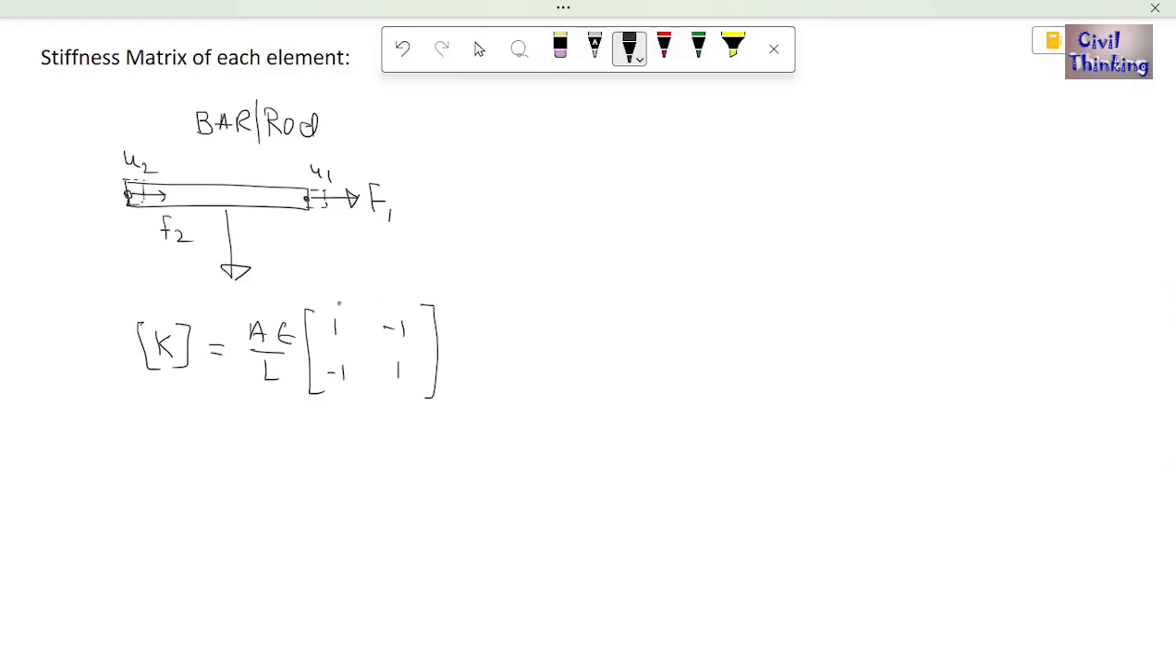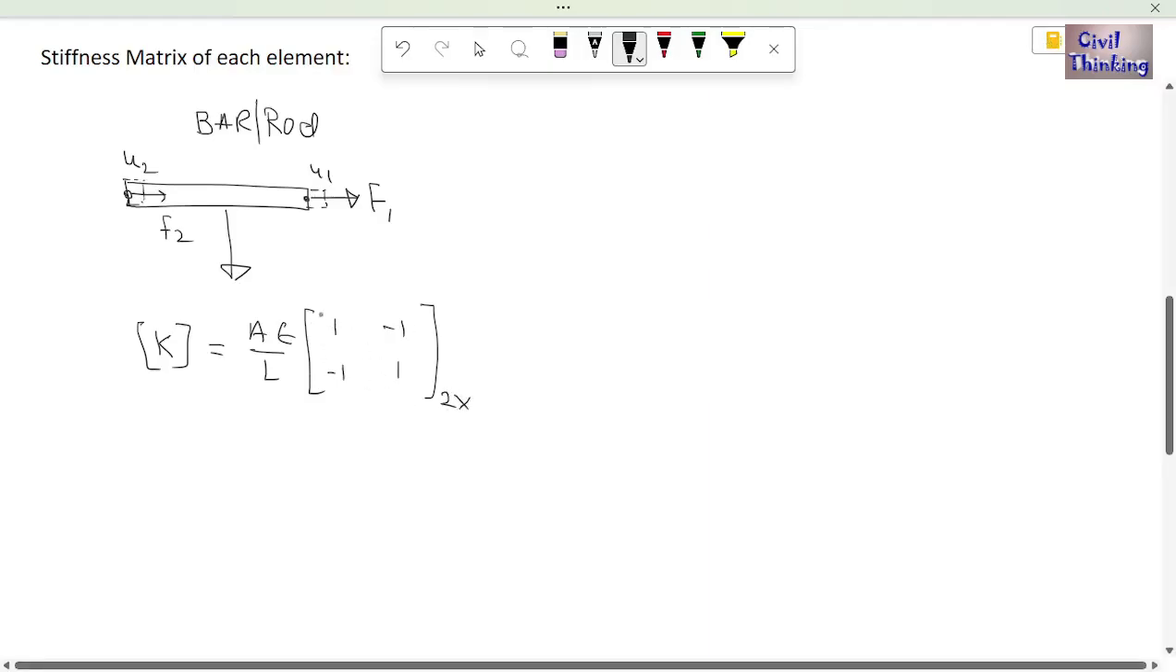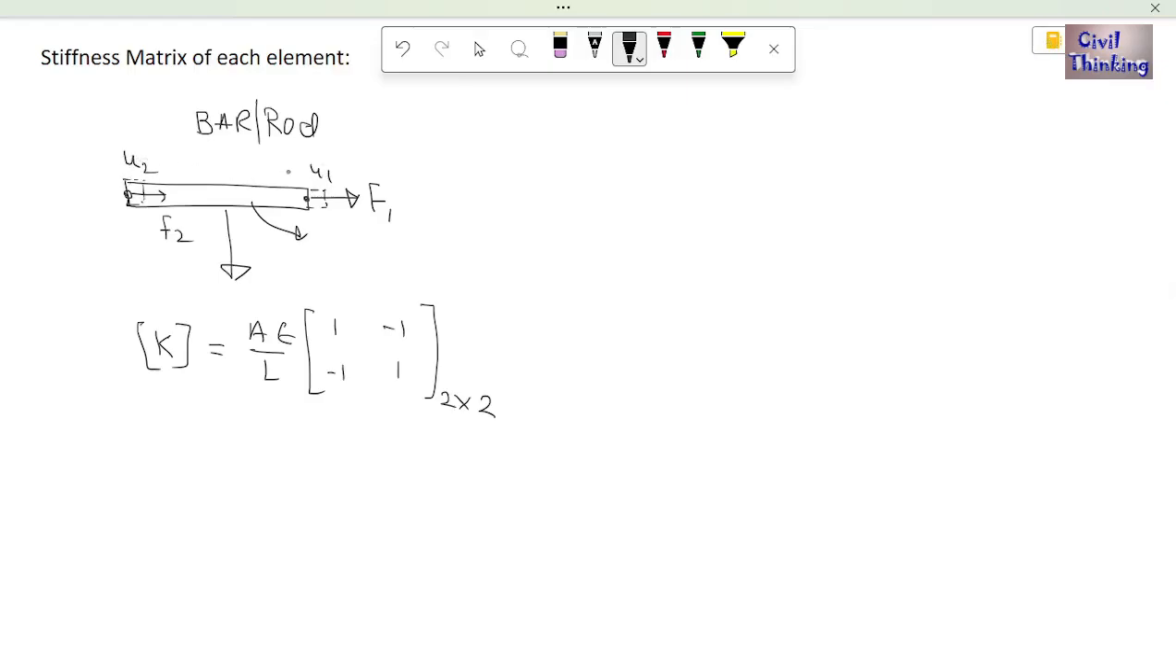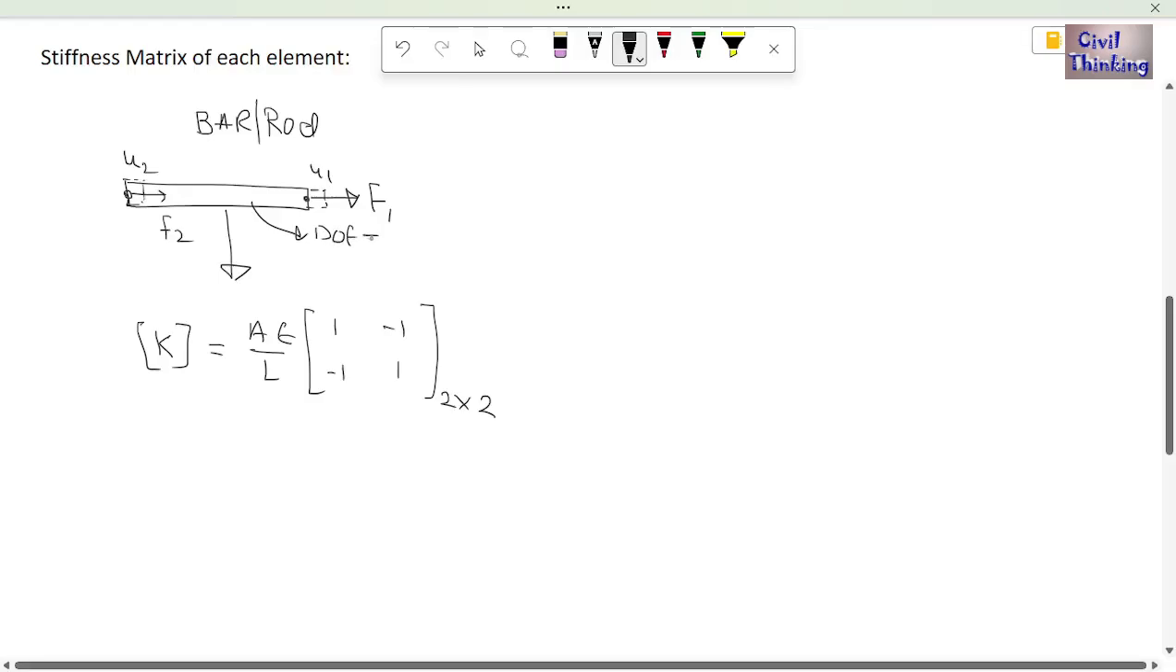Now what is the order of this matrix? The number of rows is 1 and 2, and the number of columns is 1 and 2, so 2 cross 2. Now why is it 2 cross 2? Because the total degree of freedom here is what? Here the degree of freedom is u1, here the degree of freedom is u2. So the total degree of freedom for this bar element is 2.